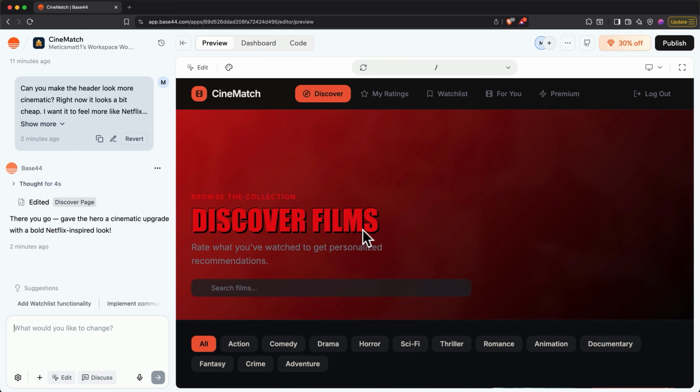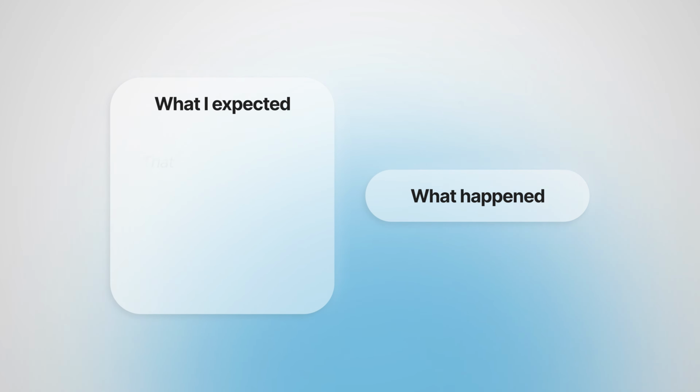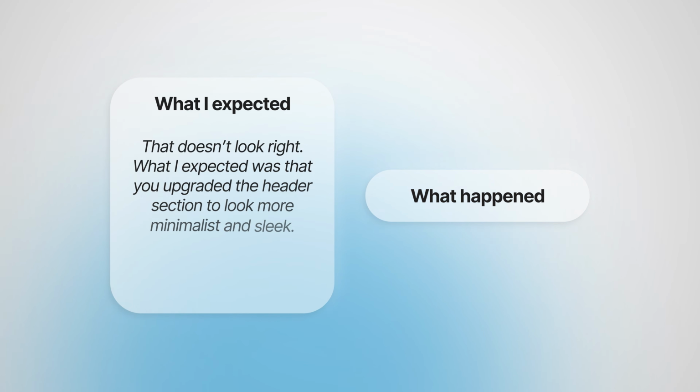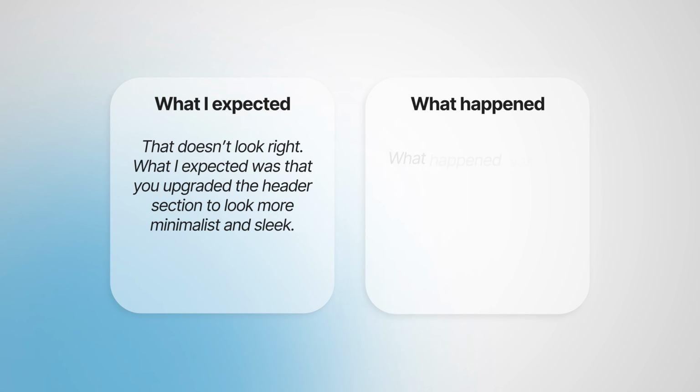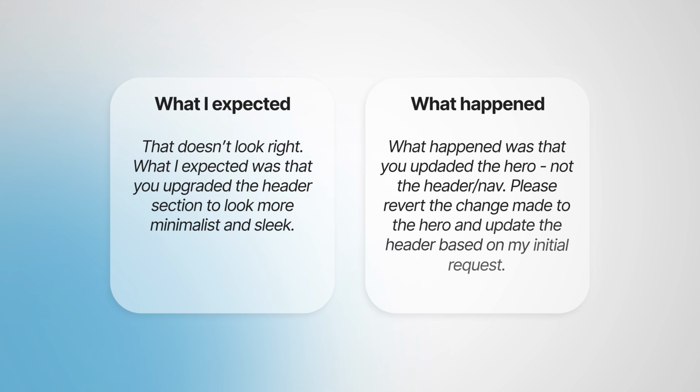Here's the framework you should use in these situations. Use the what I expected versus what happened format. So for example, say, that doesn't look right. What I expected was that you upgraded the header section to look more minimalist and sleek. What happened was that you updated the hero, not the header/nav. Please revert the change made to the hero and update the header based on my initial request.